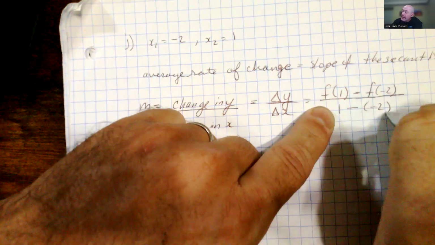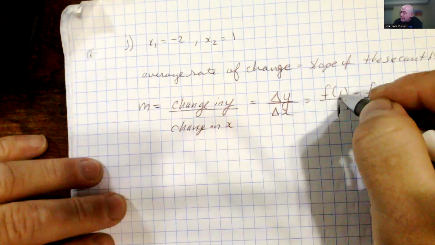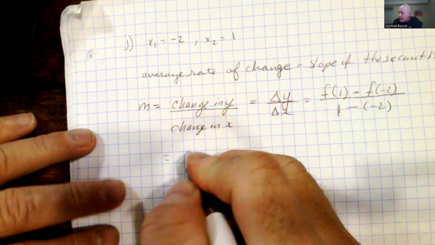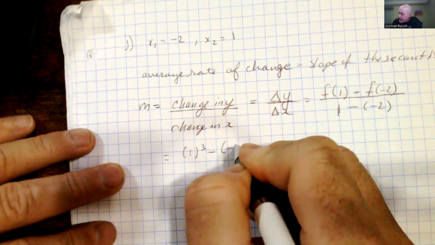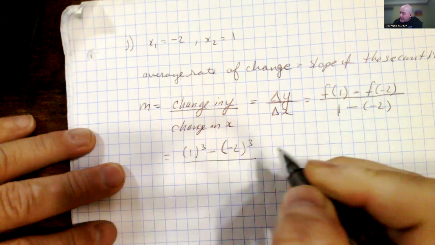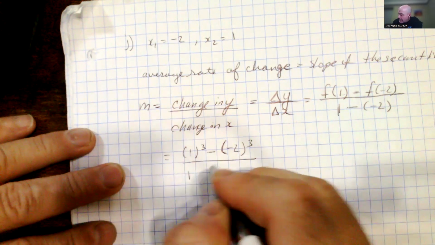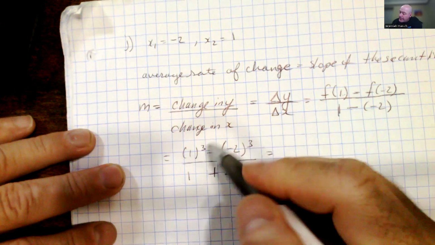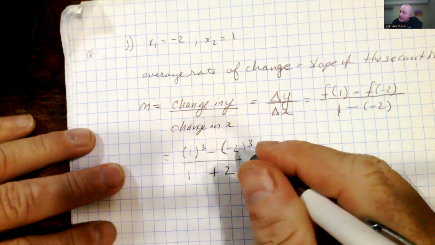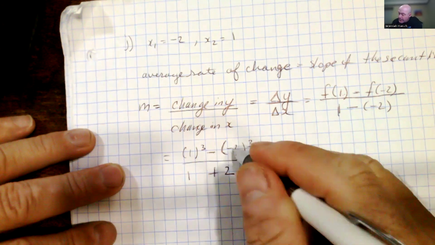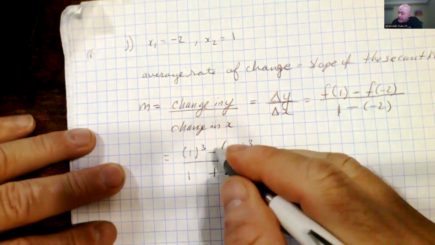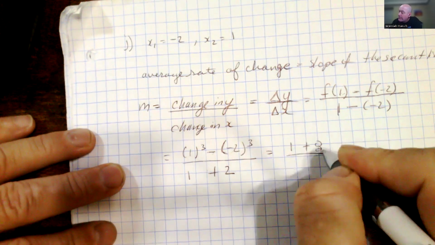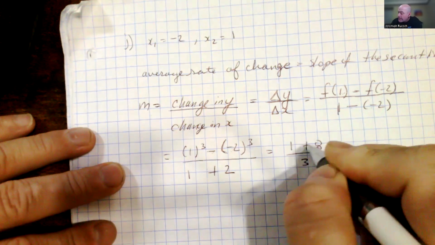Okay. So I need to evaluate f of 1 and f of -2 in this. So that's going to be 1 cubed minus -2 cubed, divided by 1 minus a minus, which makes that a plus 2. And then finally, 1 cubed is 1. -2 cubed is -8. With the -1 in front, these double signs cancel each other out. And so this becomes 1 plus 8 over 1 plus 2, which is 3. 8 plus 1 is 9 over 3. And so this then just reduces to 3.